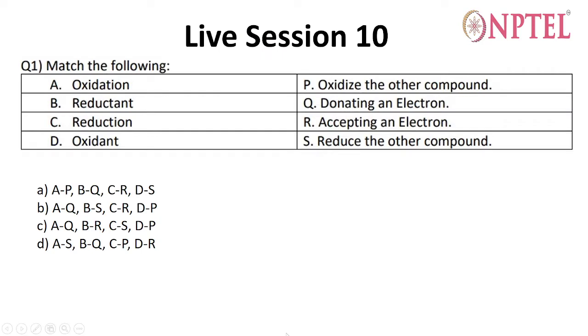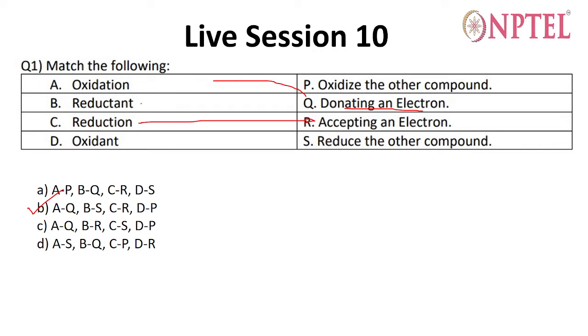So this is the answer, answer B. We will see. So B is the correct answer. That means A is related to Q. Actually, oxidation is the donation of electrons, right? And on the other hand, reduction is the acceptance of electrons, right? And then comes the reductant.